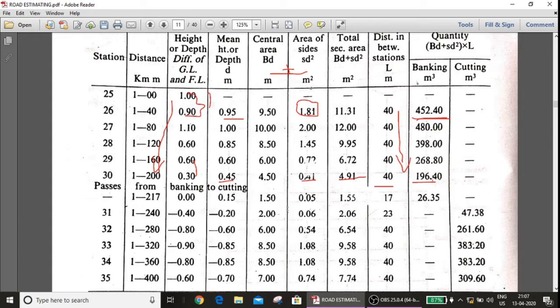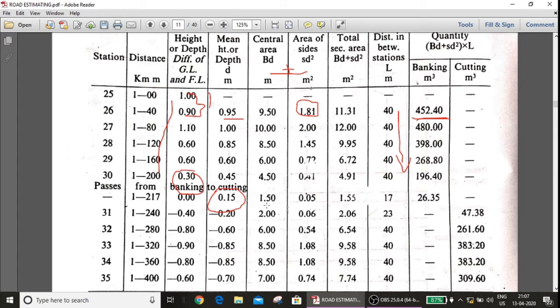For another 17 meters after station number 30 we have to do banking, that we have to take down now. So 217. Here, for the height of the bank or depth we have to take it as 0. And for the mean depth, what is the RL of the previous one, the 30th? So we have to divide it by 2. I am talking about the value of this 0.15. How is it getting? We divide 0.30 by 2. So we are getting 0.15.